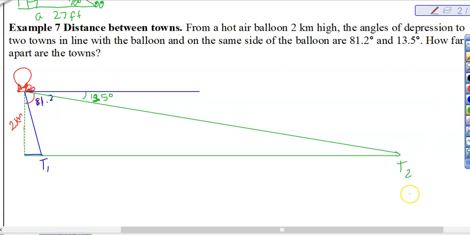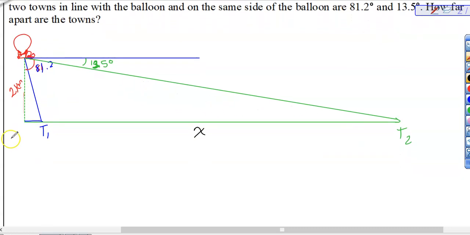Okay, so here's town 2. I know, they're far apart. Okay, so I'm going to come back over here now. And what I'm trying to figure out is how far apart are these 2 towns? That's what I'm trying to figure out. All right, so maybe you have suggestions. I'm going to drop in my right angle, and then I'm going to just pull out this little blue triangle here and see if I can tell myself some stuff about it. Okay, so here's town 1, and up here is my balloon.